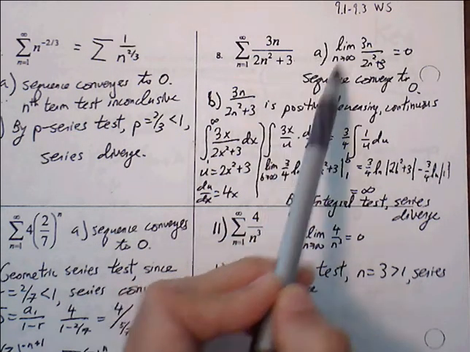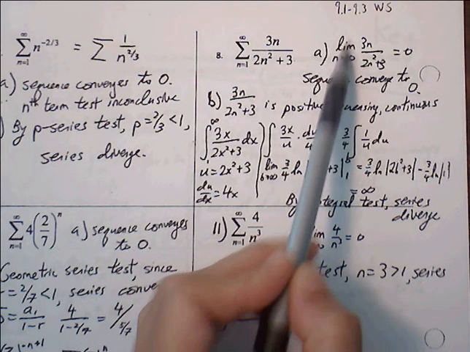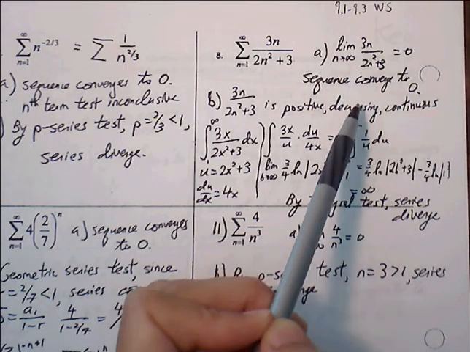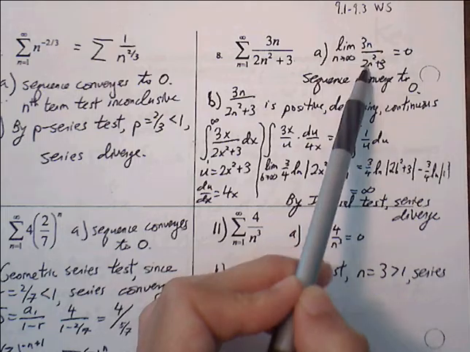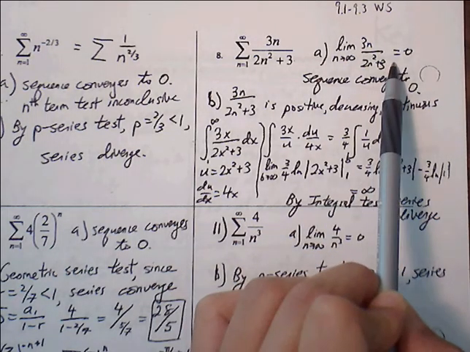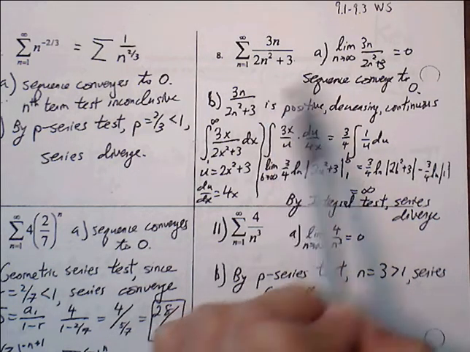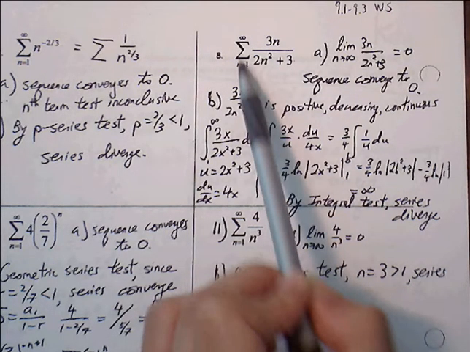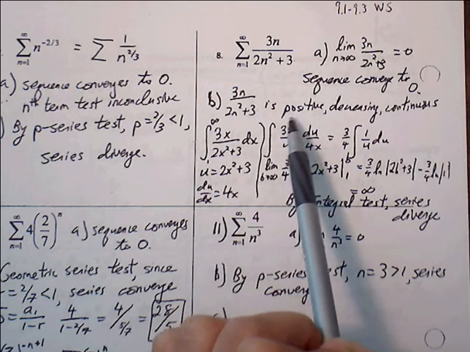If we want to evaluate whether the sequence converges, we just evaluate the limit of the rule of the sequence, and we see that the degree is higher in the denominator, so we know it goes to 0. The nth term test for part B is inconclusive, so we can't use the nth term test. However, this is in a form where we can use the integral test. So let's look at our conditions.